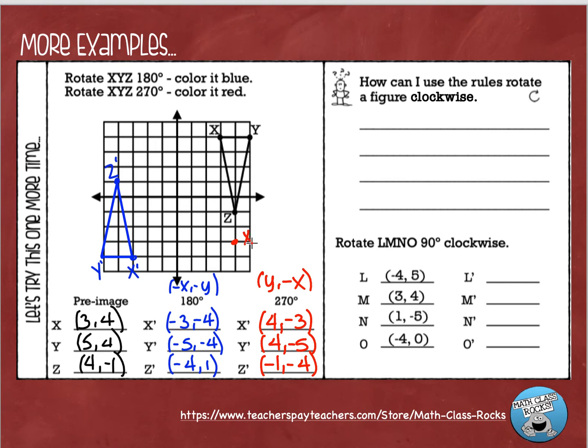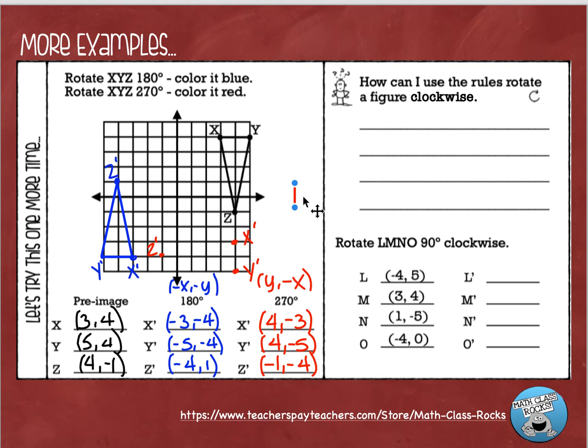This is point X. And then we have a +4 and a -5 down here. This is Y. And then a -1 and a -4 is over here, and that is point Z. And again, notice how I am labeling my points as I am drawing them.